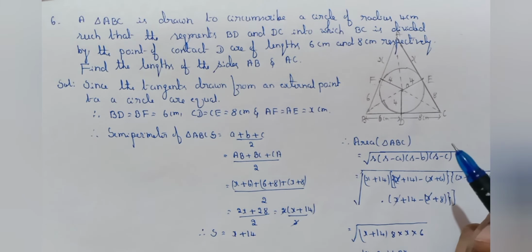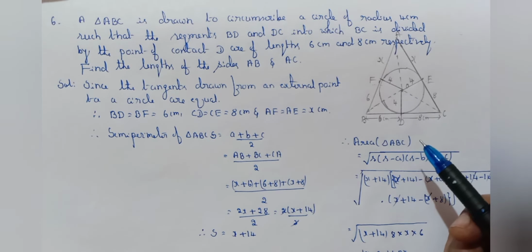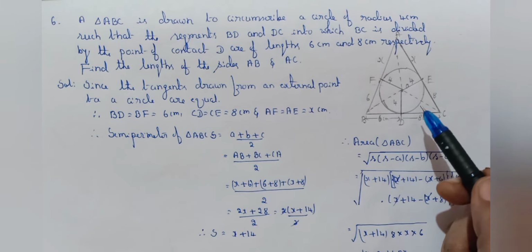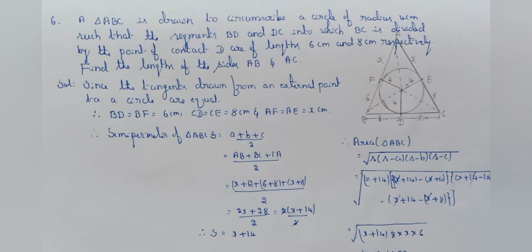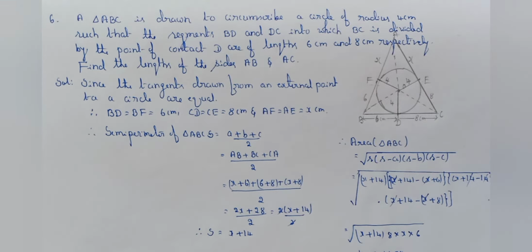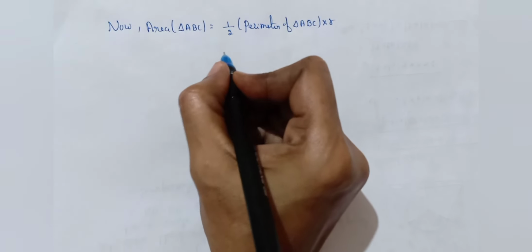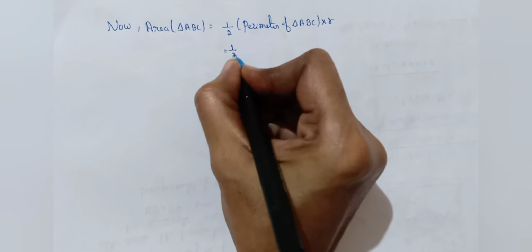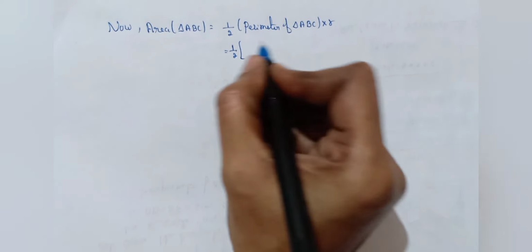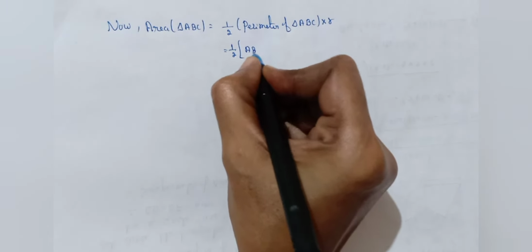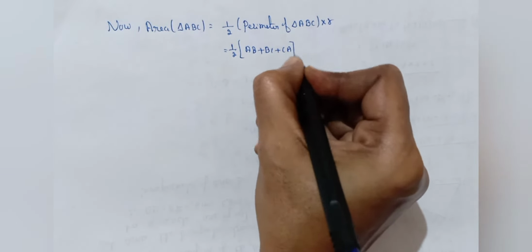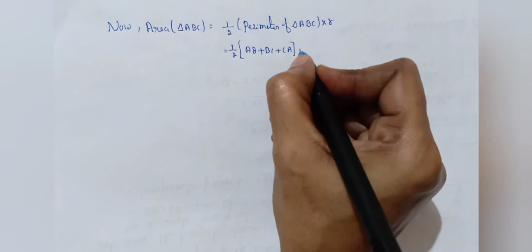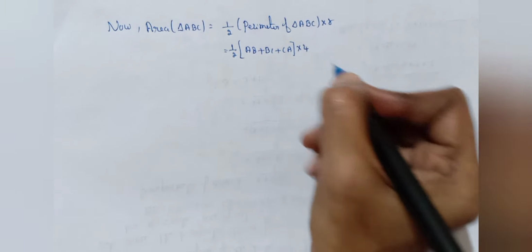So, by using the formula half into perimeter of the triangle ABC into inradius, find out the area of the triangle ABC. Half into the perimeter of the triangle ABC is AB plus BC plus CA, and r is the inradius. The inradius is 4 centimeter.